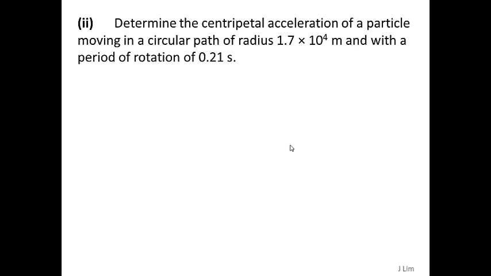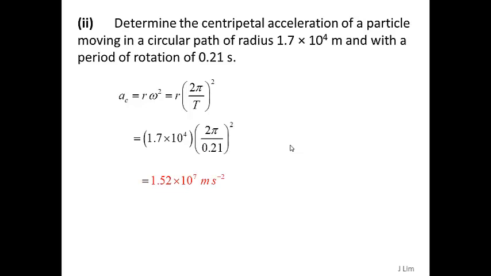Determine the centripetal acceleration of a particle moving in a circular path of radius 1.7 × 10^4 meters and with a period of rotation of 0.21 seconds. Okay, for such a particle, acceleration is equal to r omega squared. Omega is 2 pi over period. So we have the acceleration to be 1.52 × 10^7 meters per second squared.